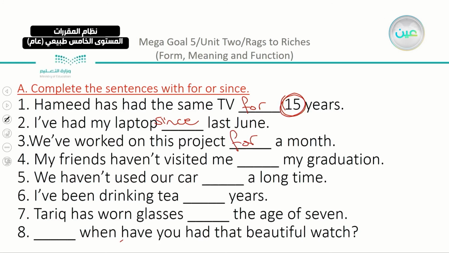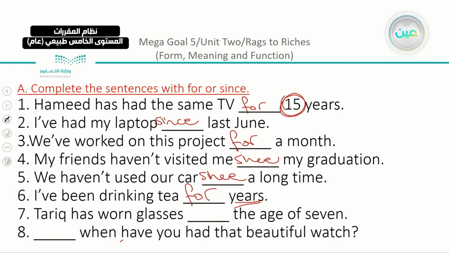My friends haven't visited me, my graduation. Here, this is a period of time. So which means that we have here, since my graduation. We haven't used our car a long time, also not counted. So we're going to use also since. I've been drinking tea years. Years here gives you the impression that it is counted, many years. So we have here for.